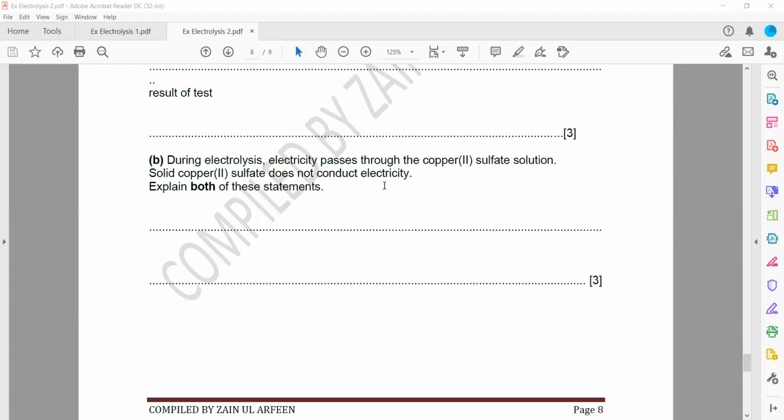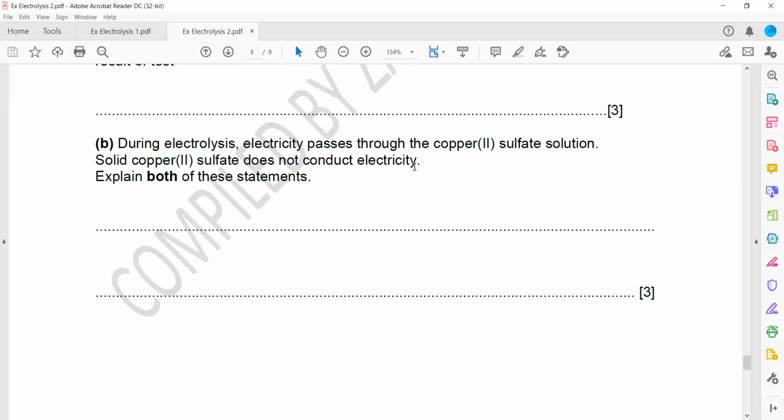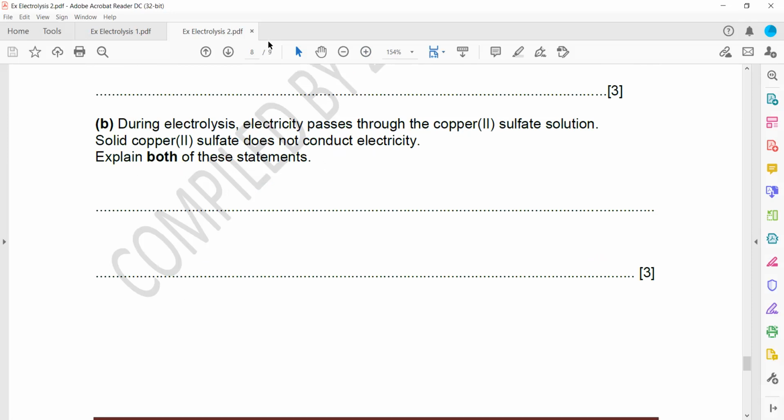Now, during the electrolysis, electricity passed through the copper(II) sulfate solution. A solid copper(II) sulfate does not conduct electricity. Explain both statements. So solid copper(II) sulfate cannot conduct electricity, but the solution can. And it's 3 marks. So what points should we include? First, in solid copper(II) sulfate the ions are not free to move. Ions can only vibrate. But in a solution, the ions are free to move. That's why it can conduct electricity.